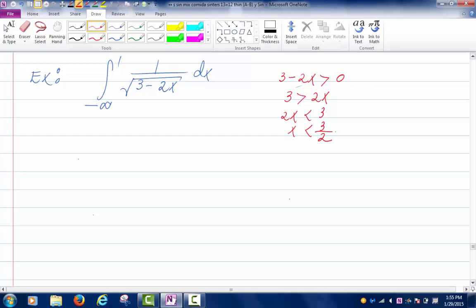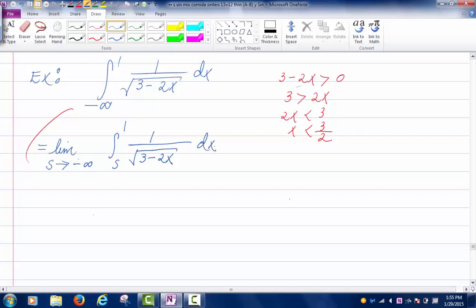How would I find this integral? Well, I have my definition, right? My definition is I take the limit as s goes to negative infinity. By the way, you don't have to use s. You can use t again here or something else, alpha, beta, whatever you want to use. And then I go from s to 1, 1 over the root of 3 minus 2x, dx. Everybody's okay?